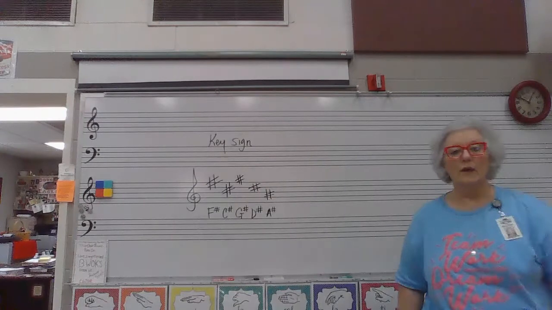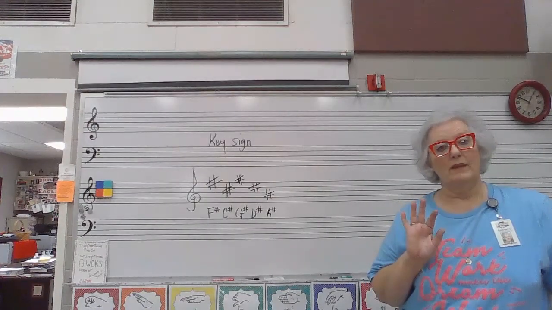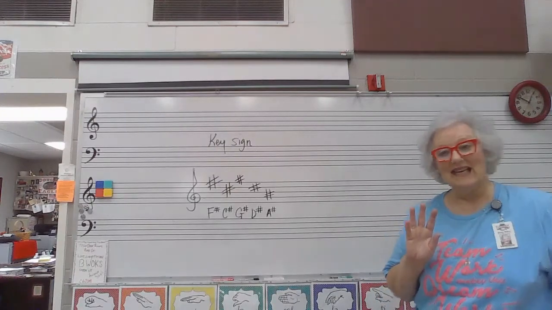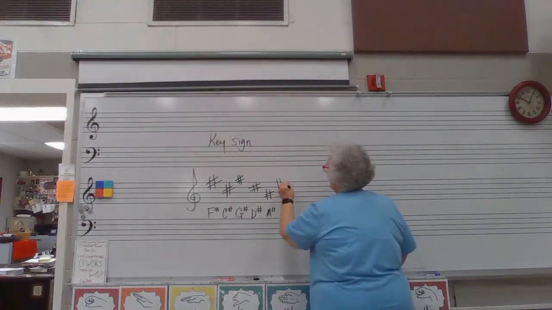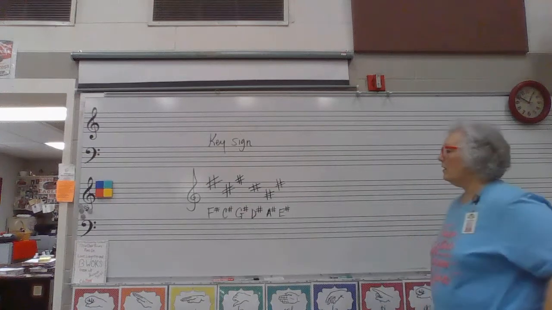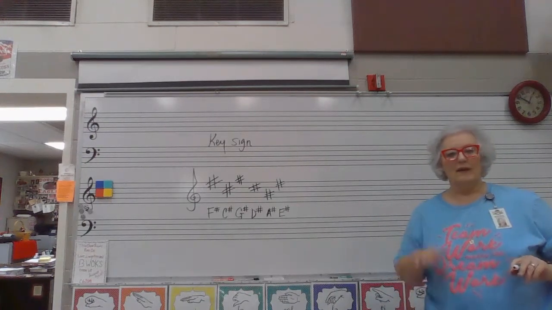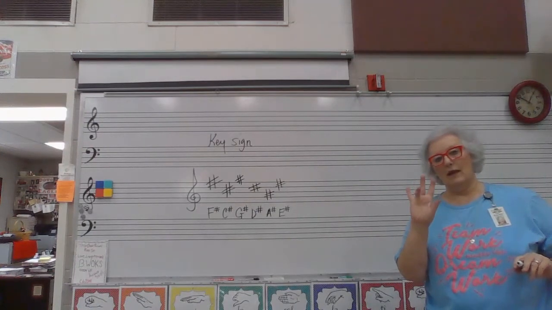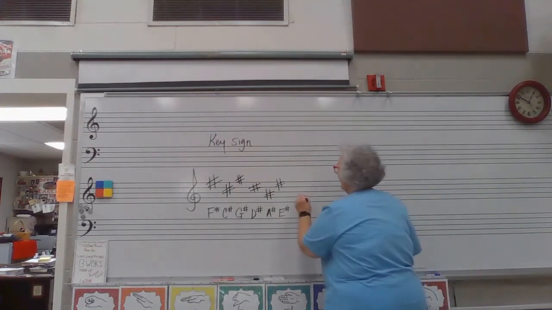Then we're going up from A: B, C, D, and E. Top space. And there you have it, we've got one more, going from E: E, F, G, A, B. Third line.